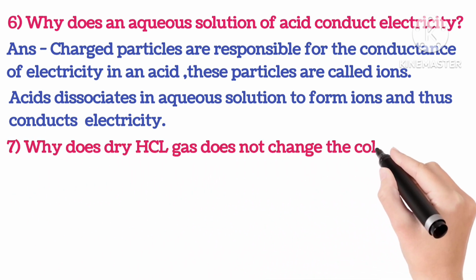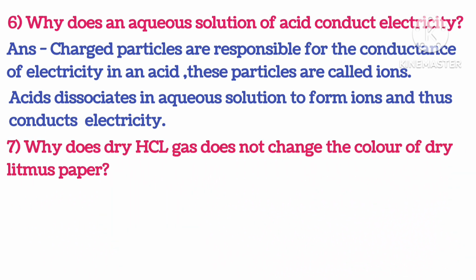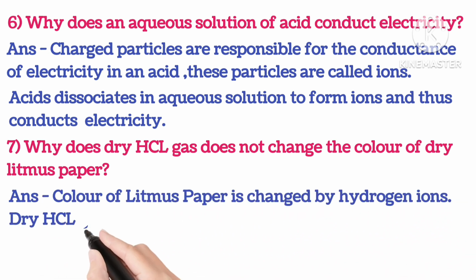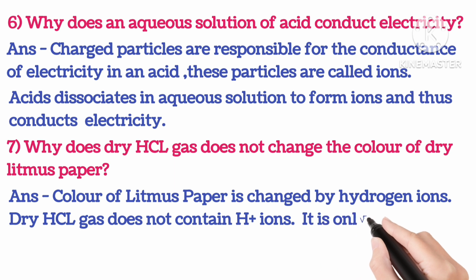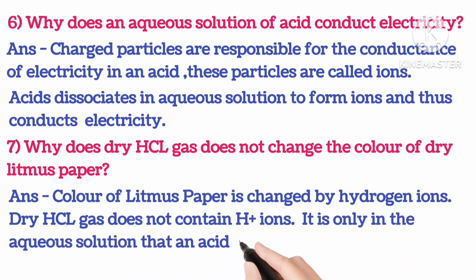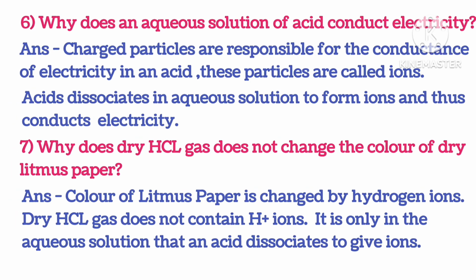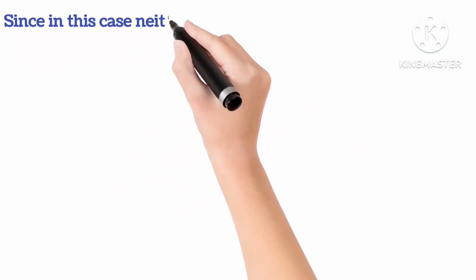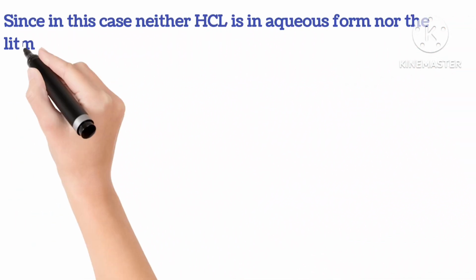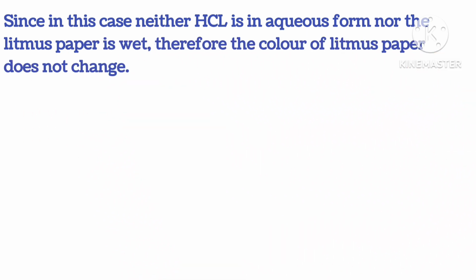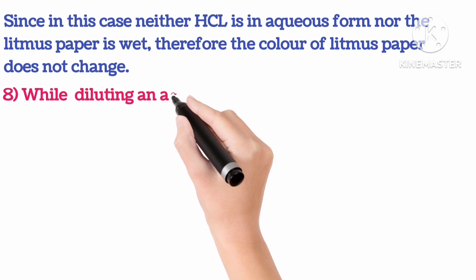Seventh, why does dry HCl gas not change the color of dry litmus paper? The color of litmus paper is changed by hydrogen ions. Dry HCl gas does not contain H plus ions. It is only in the aqueous solution that an acid dissociates to give ions. Since in this case neither HCl is in aqueous form nor the litmus paper is wet, therefore the color of litmus paper does not change.